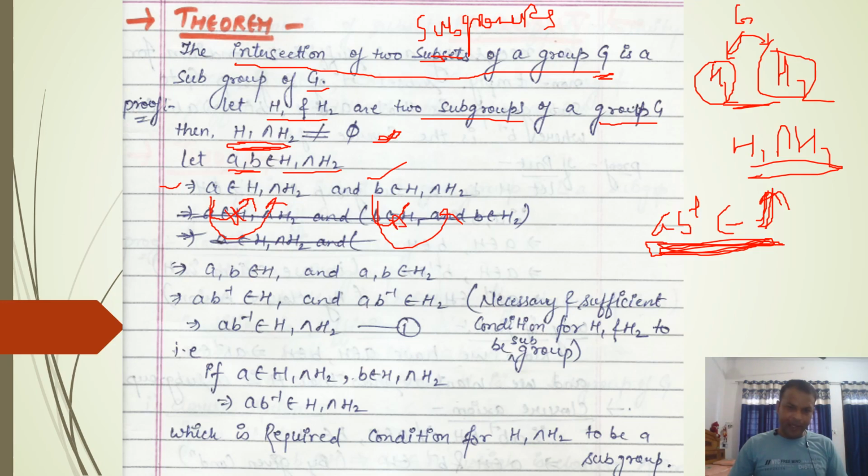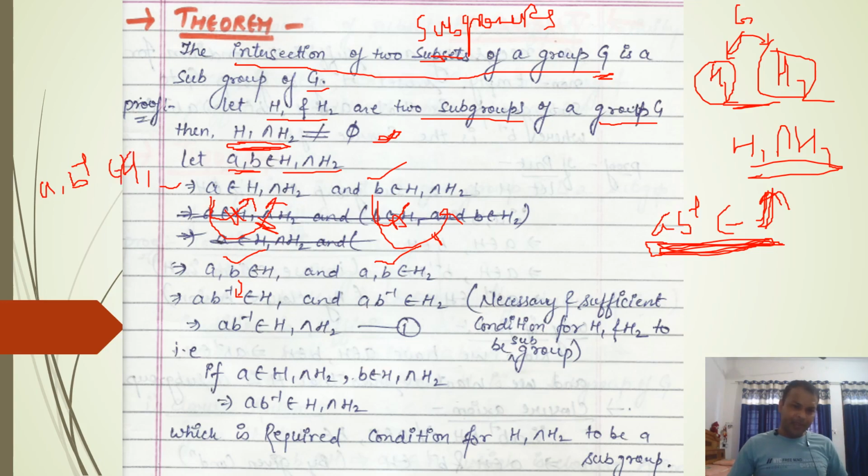So from here I am taking this part and this part separately. A belongs to H1 and B belongs to H1. I am writing it here separately. From the second part, A belongs to H2 and B belongs to H2. As H1 is a subgroup, the inverse of every element will also exist in H1. So if B belongs to H1, then B inverse will also belong to H1. So A and B inverse, these are two different elements, belonging to H1.